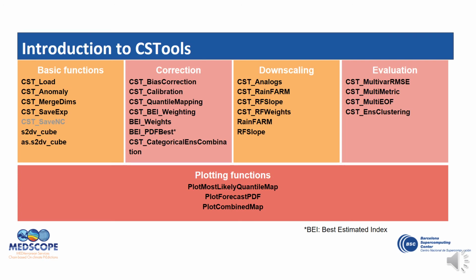CSTools contains a range of functions that will allow you to extract information from your climate simulation. It contains some basic functions to load and save your data, some functions that allow you to correct your forecast, some functions to do some downscaling, and some functions that allow you to evaluate the skill of your forecasts. It also includes some plotting functions to plot your data.